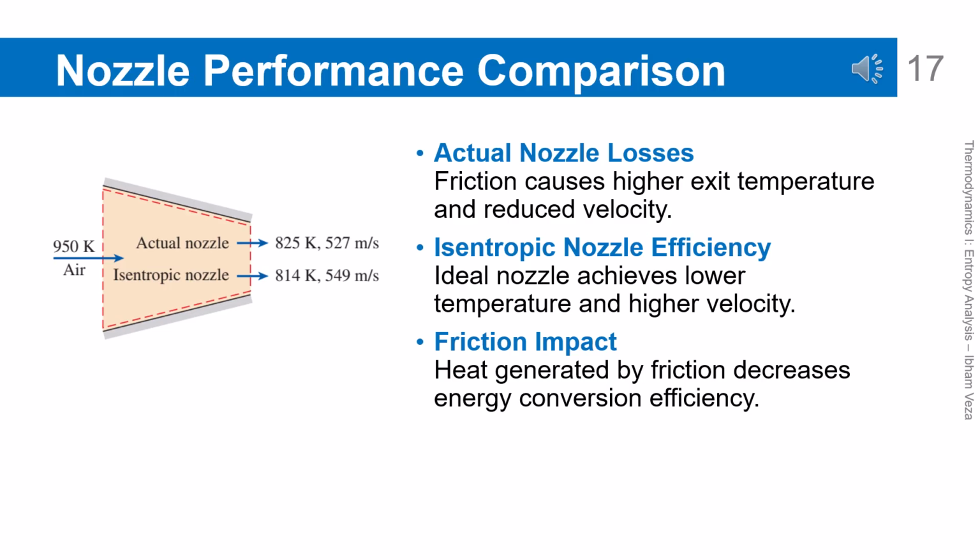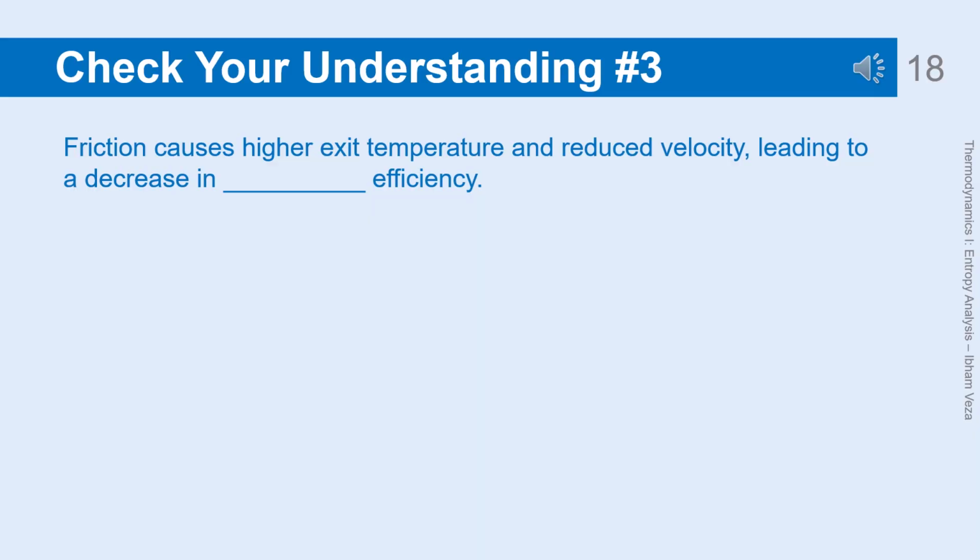Nozzle performance comparison. A real nozzle experiences friction, which causes a higher exit temperature and lower velocity. In contrast, an isentropic nozzle produces a lower exit temperature and higher velocity. Heat generated by friction reduces the energy conversion efficiency. The numerical example in the figure shows a significant performance difference. This emphasizes the importance of minimizing friction in nozzle design. Friction causes higher exit temperature and reduced velocity, leading to a decrease in energy conversion efficiency.